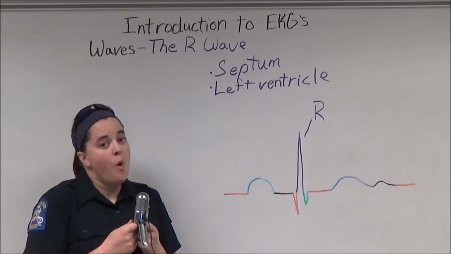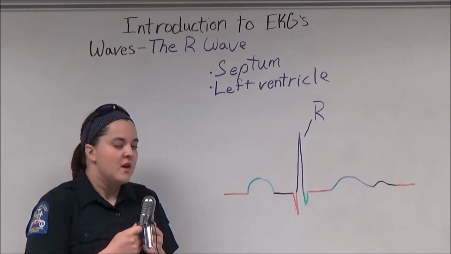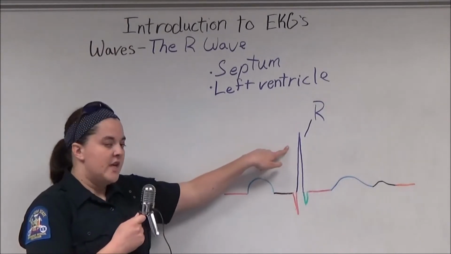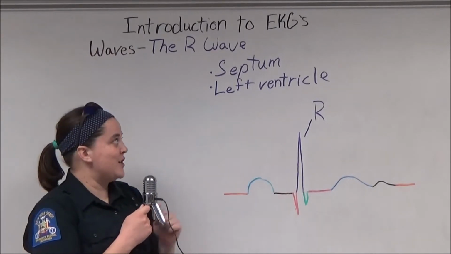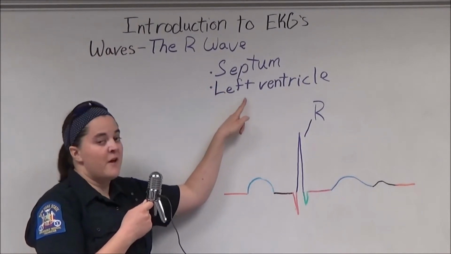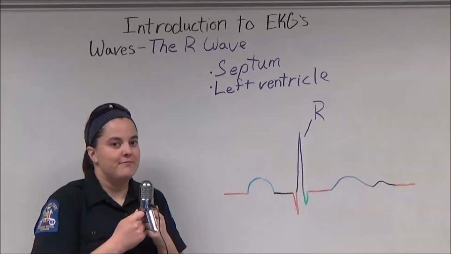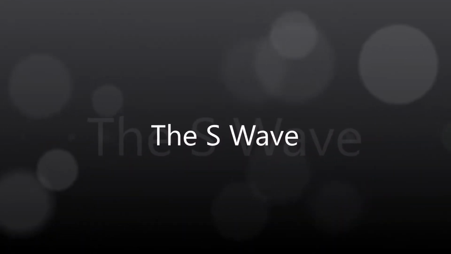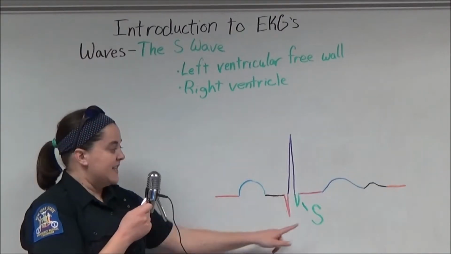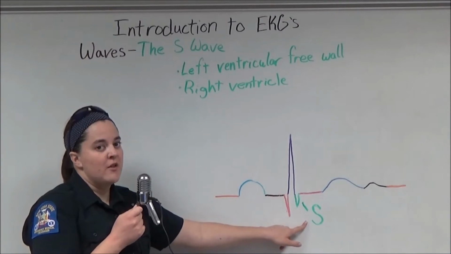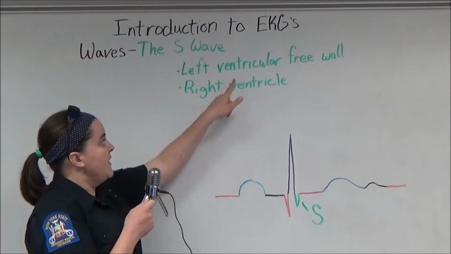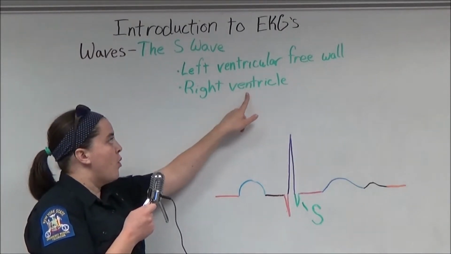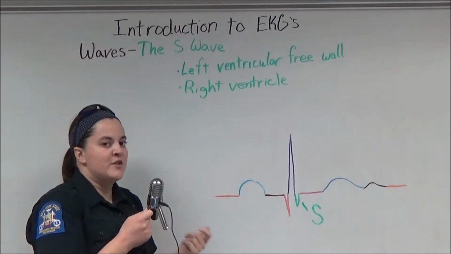Following the Q wave, or the P wave if there is no Q wave, is the R wave. The R wave is the first upward deflection following the P wave, and it represents the depolarization of the septum and the left ventricle, depending on which lead you're assessing. The S wave is any downward deflection that follows the R wave. The S wave represents the depolarization of the left ventricular free wall or the right ventricle, depending on which lead you're assessing.